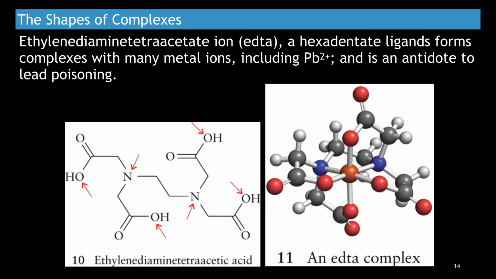The shapes of complexes with polydentate ligands can be very complex. EDTA is a ligand with 6 atoms that can form a bond. EDTA is used to clean the body of lead cations. It is the antidote to lead poisoning.